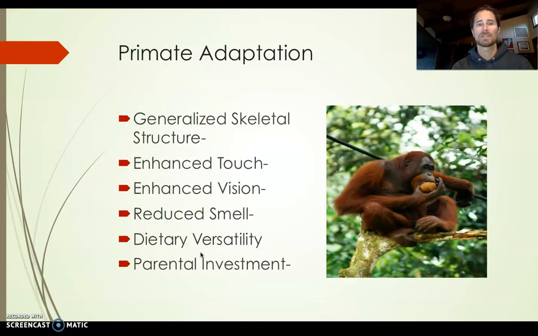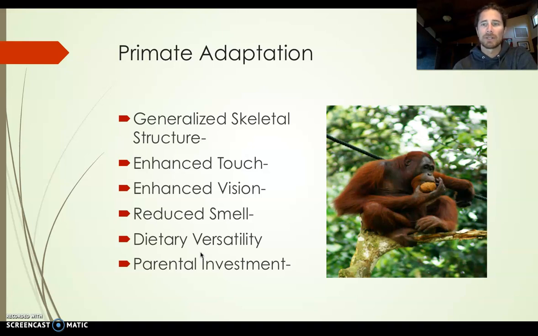So primate adaptation, again, generalized skeletal structure. Many primates have longer arms than legs, or of equal size. Humans' legs are longer, and this is basically our gait structure, which is in order to walk and or run. Again, I talked about enhanced touch, so this is enhanced touch in terms of precision grip. We have fingerprints, which give us a little bit more feeling as well.